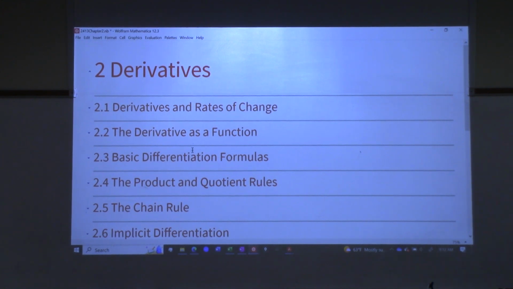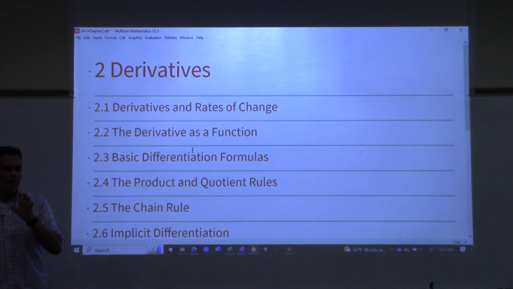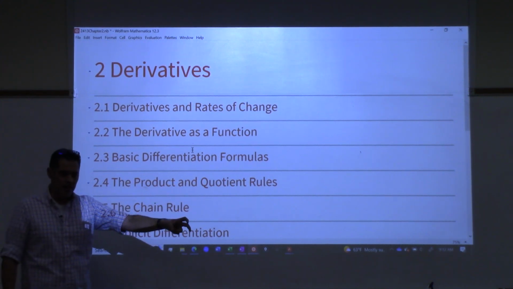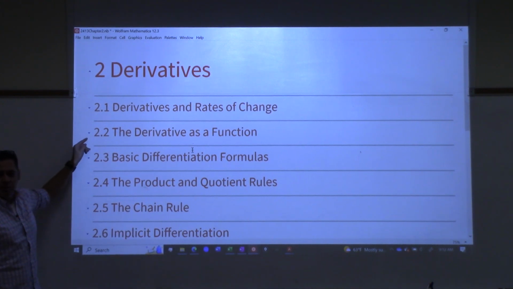Okay, that's where we are, right? We also talked about how if you're given a position function, the derivative gives you velocity, and the derivative of that velocity function gives you acceleration, right? That's what we covered in 2.1. Now we move to 2.2, where we're going to be looking at the derivative as a function.